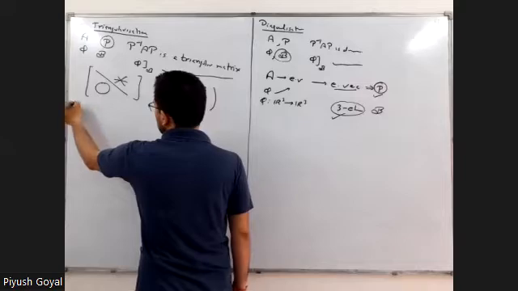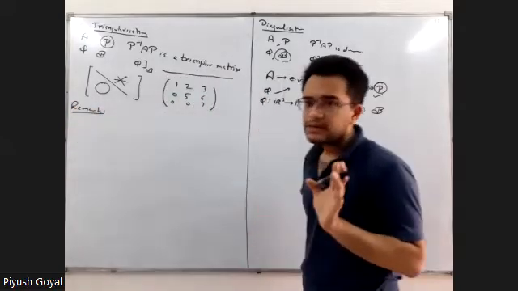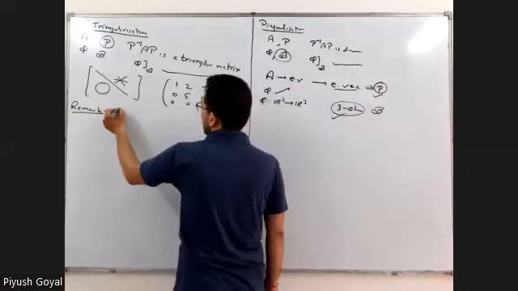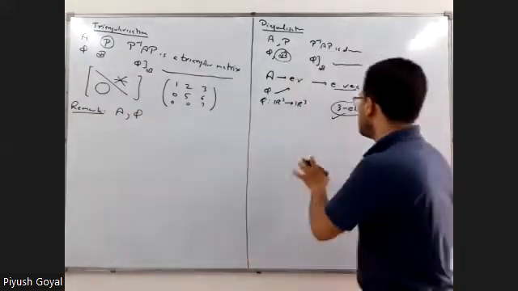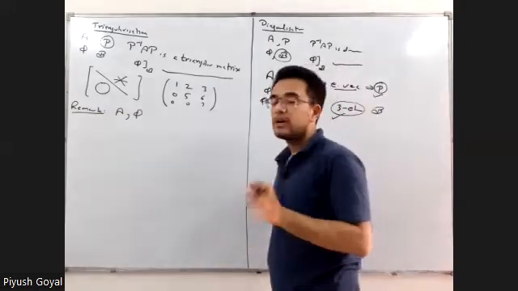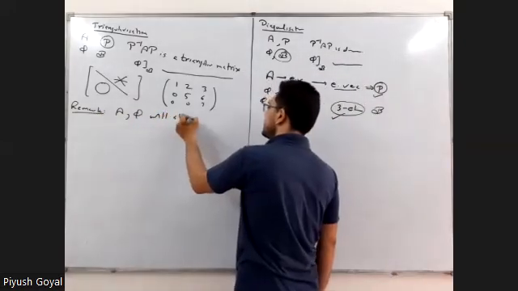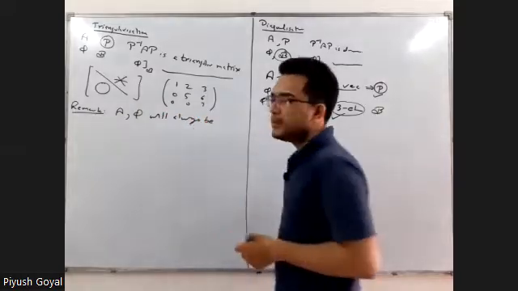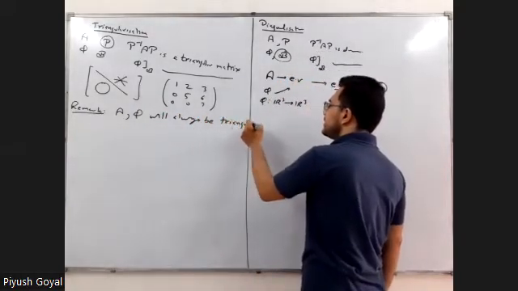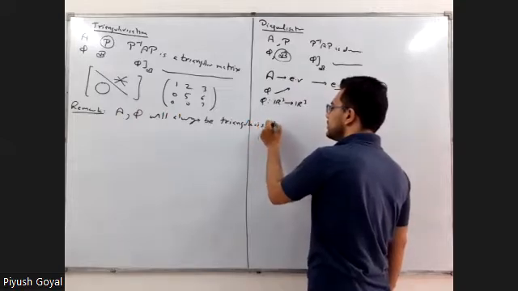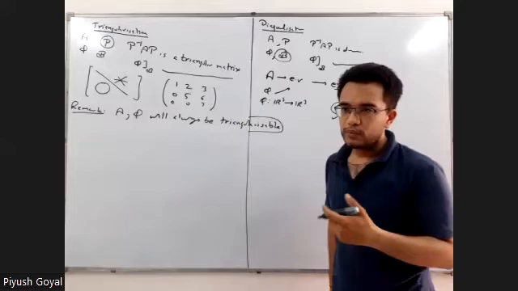This is a remark. The remark says, whenever you have a square matrix capital A, and whenever you have a linear operator phi, we know that it may or may not be diagonalizable, but A and phi will always be triangularizable. So how to proceed?